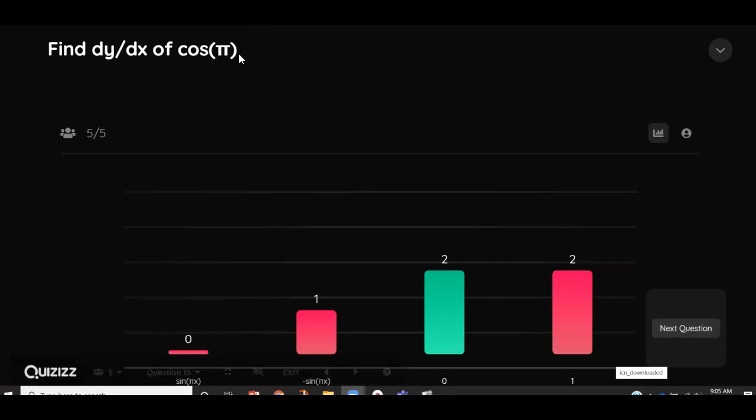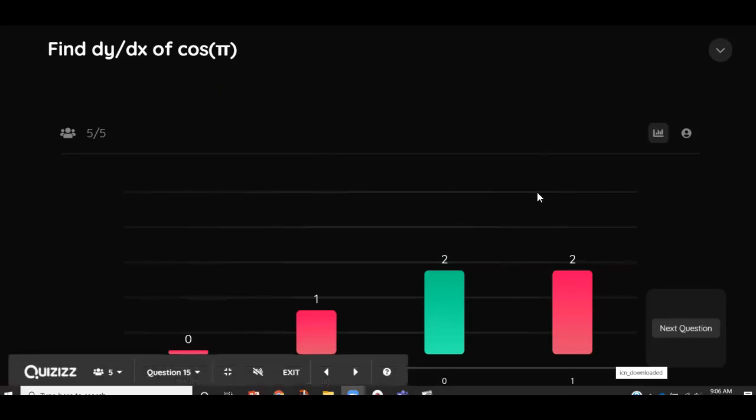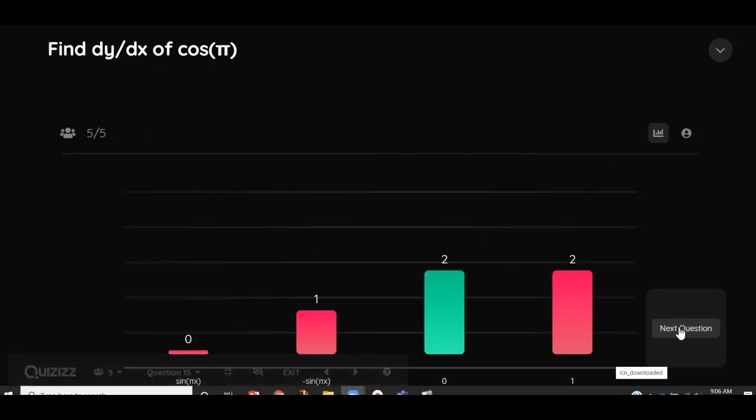Cosine of pi is a constant. There is no variable in there. So the derivative of a constant is 0. The derivative of a constant is 0. And again, those of you participating, I know these are kind of trickier. These are the questions I'm noticing we're making errors on. I'm picking them on purpose.